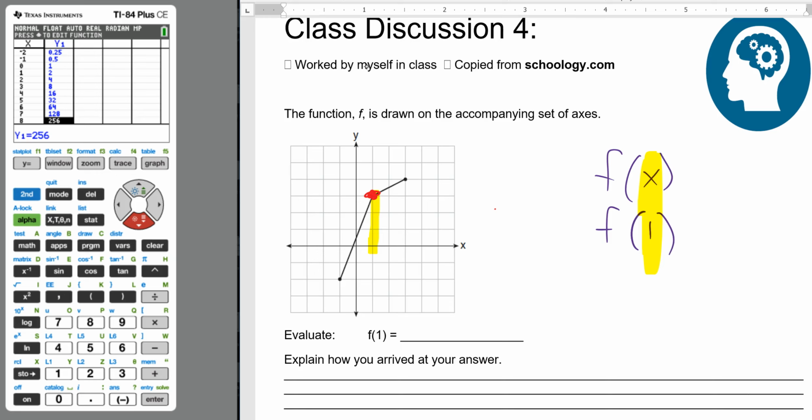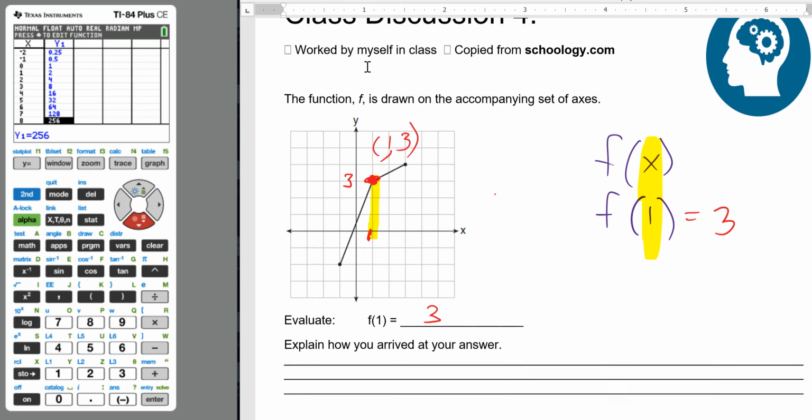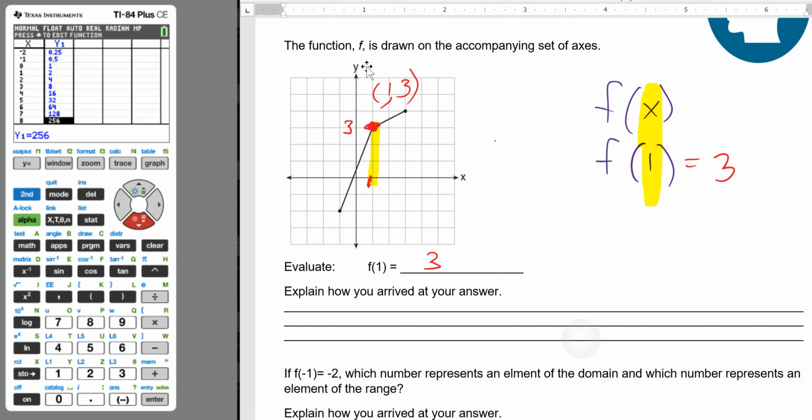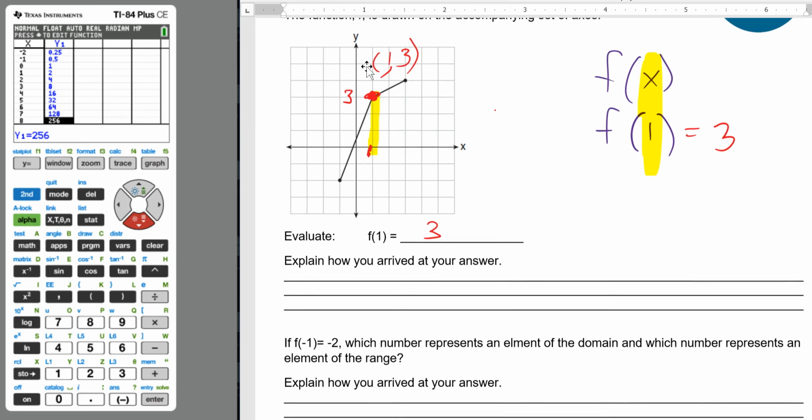Now the coordinates at this point, the x is 1, but the y is 3. So f of 1, if you go to where x is 1, it must give you a y value of 3. Okay, and that's what we would explain on these lines, that we went to where x is 1 to find the matching y value.